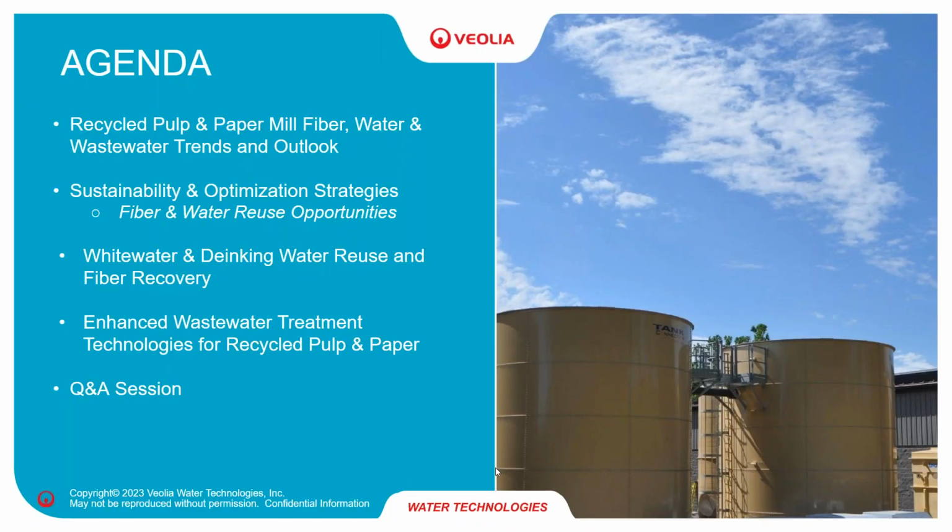So now let's get into today's presentation. I'll go through the agenda a little bit, and then we'll meet our panelists in just a moment here. What we're hoping to cover today: we're going to take a look at the wastewater trends and outlook related to pulp, recycled pulp and paper, and fiber recovery and water reuse. After that, we're going to look at some of the strategies used to enhance sustainability and optimize those water circuits and recover fiber that can be reused within your production. And of course, that's mainly going to be within that whitewater and de-inking loop, and we'll look at the technologies and some strategies used for that particular area of a mill.